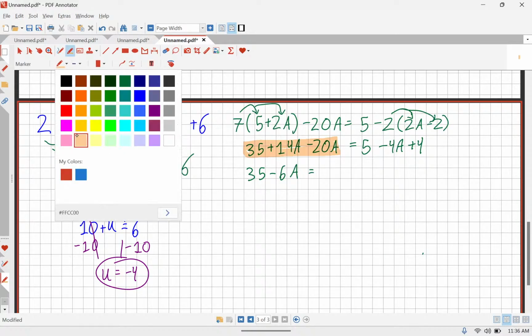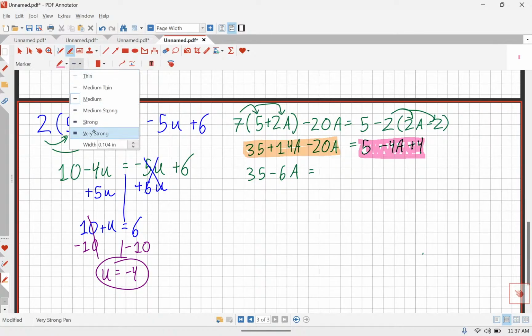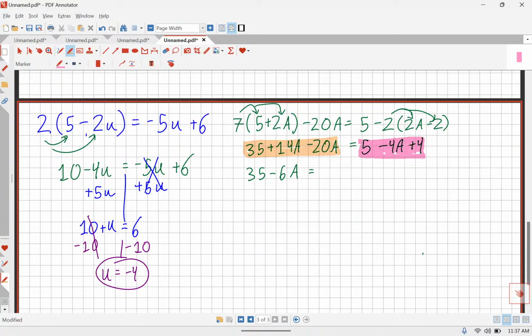Now, Mo, let's simplify this side. What can I put together here? 5 and 4. And we're just going to do 5 plus 4, which is 9. So that says 9 minus 4a. Now it looks like a regular double-sided equation. Nothing scary going on there.